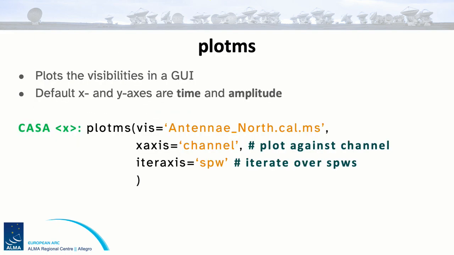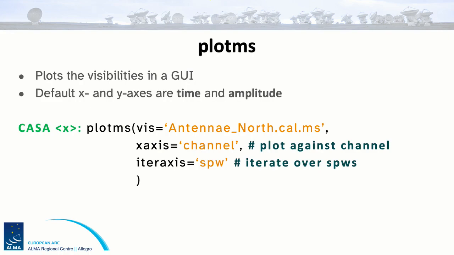After inspecting the basic information of your measurement set, you will want to inspect the visibilities. This can be done using plotms in CASA. If you put this command into CASA, this will bring up a GUI, and by default, plotms will show time on the x-axis and amplitude on the y-axis, and it will plot all of your data in your measurement set if you don't do any averaging.